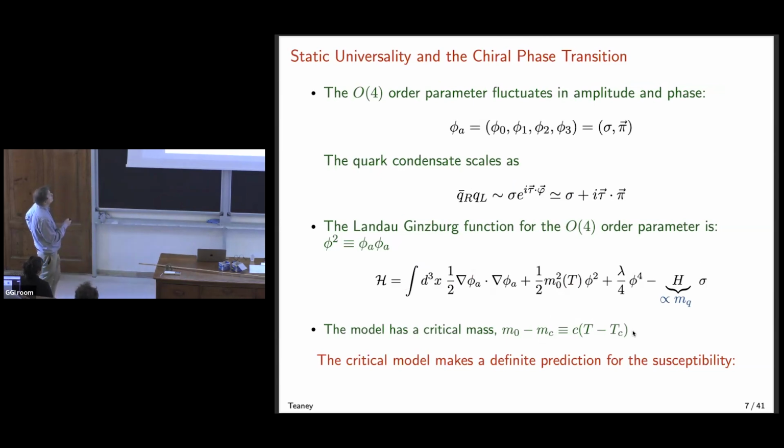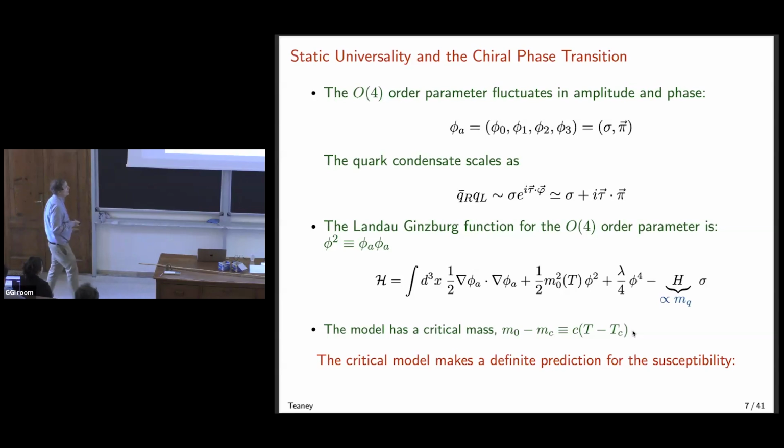The O4 order parameter would be four scalar fields, called the sigma and the pion. And the q-bar q, which is sigma e to the i tau pi, is related to these O4 fields. If this is a small number, you expand this out, and these parameters of the sigma and pi are related to the sigma and the phase phi that appear there. Then if you have this O4 order parameter, you would write down a free energy, or Landau-Ginzburg function, for the O4 order parameter that would look something like this.